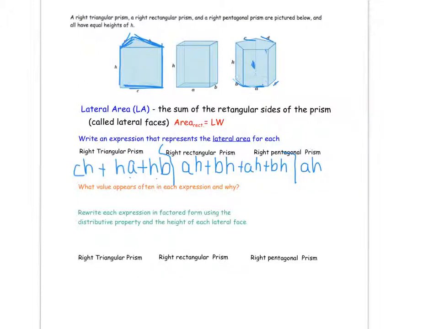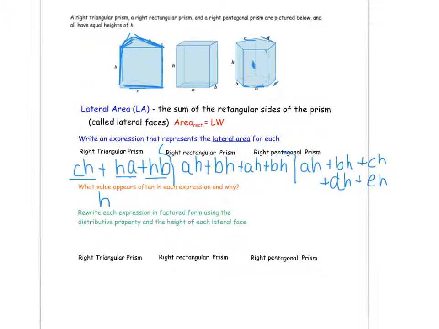And then we would have to go to this face, which would be B times H, and then in the back C times H, and then over here D times H, and then finally E times H. So A times H plus B times H plus C times H plus D times H plus E times H. So I'm hoping you're seeing a pattern. So what value do they each have in common? The value that each of the terms have in common is H, because the H is the height for all of them.